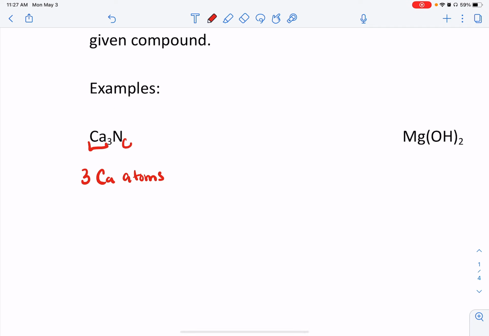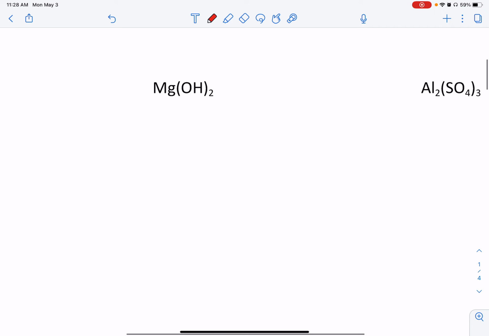Now, for N here, we don't see any number. There's no number given. And when we have no number given, we know it's going to just be 1, okay, because we don't need to write down the ones. So that means there's going to be 1 nitrogen atom. Pretty simple. Let's make it slightly more complicated here.